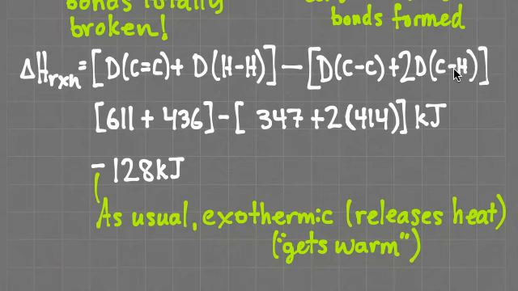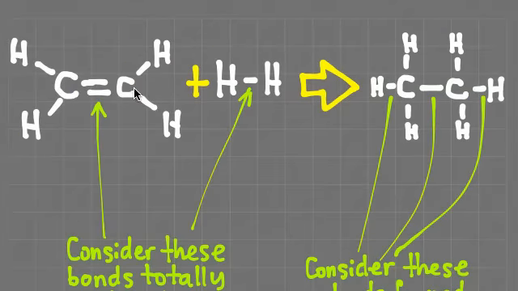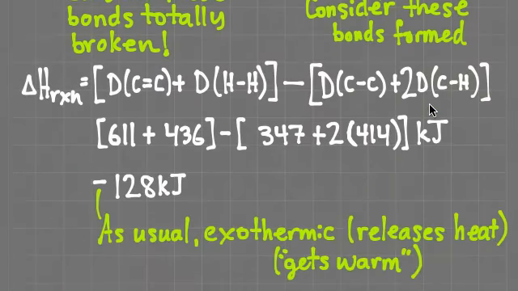and yeah, exothermic again. So if I had 1 mole of these and 1 mole of these to form 1 mole of these, I would release 128 kilojoules of heat.